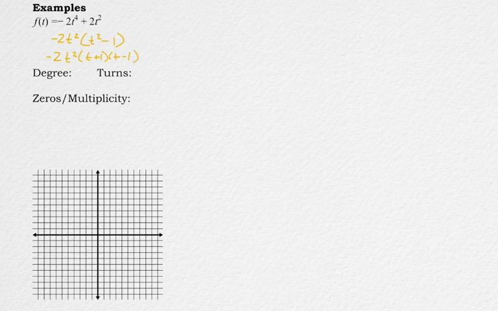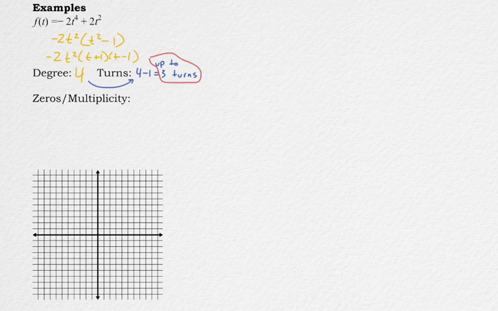So this function is a fourth degree polynomial, and we didn't say this anywhere in the notes, but the number of turns is always 1 less than the degree. So I'm just going to write 4 minus 1, which is 3. That means that this graph could turn around, like if it's going up, then it would turn and go down, then if it's going down, it would turn and go up. It could turn around up to 3 times. It doesn't have to have exactly 3, it could just have up to 3 turns in it.